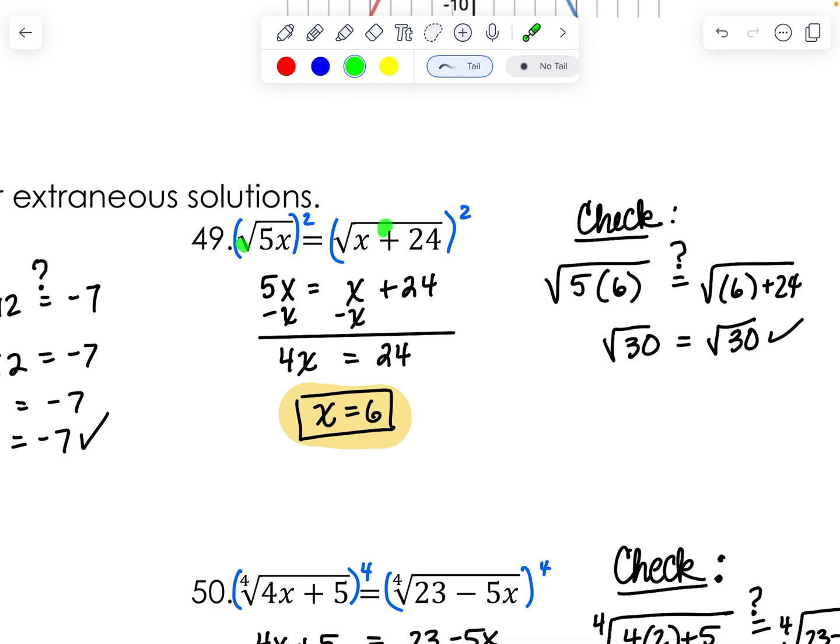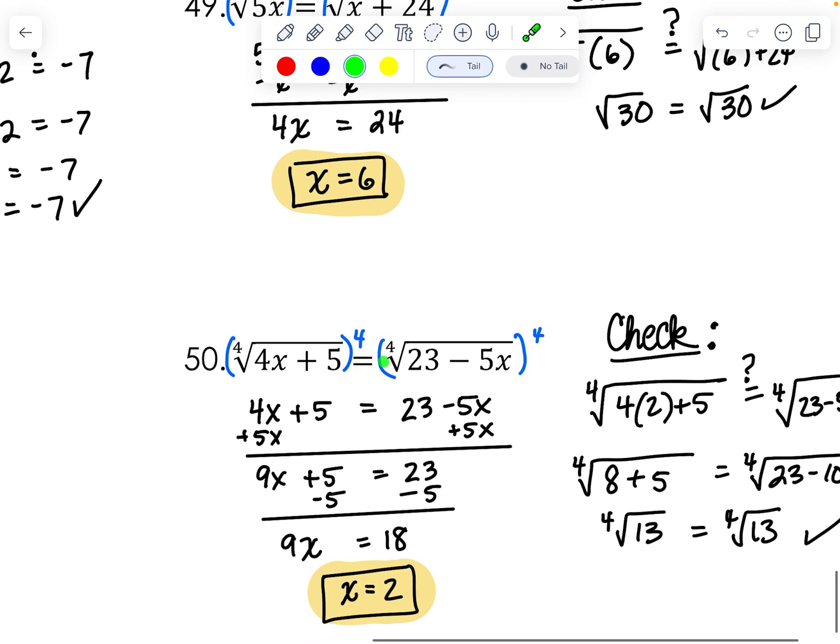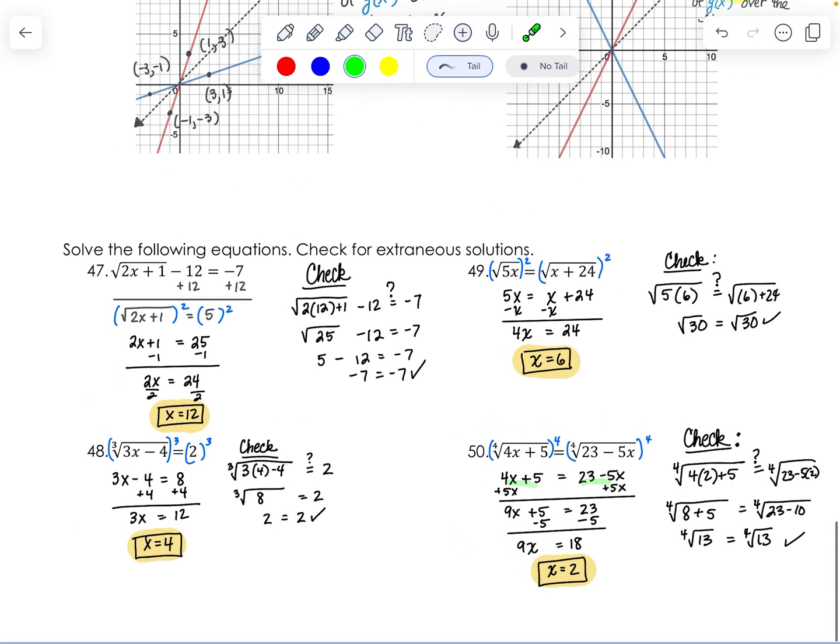Here we have a square root on both sides, so you can either square both sides or just know that what's underneath has to be equal to each other, which is how we talked about in class. And then same thing with this one. You have two different fourth roots equal to each other, so just set what's underneath equal to each other. Or raise both sides to the fourth power.